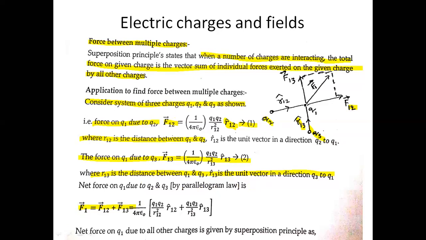What is F12 here? See equation number 1 and equation number 2. Take out the common factor, 1 over 4 pi epsilon naught, outside since it is common. So we get Q1 Q2 divided by R12 square, R12 cap, plus Q1 Q3 divided by R13 square, R13 cap. We have just taken equations 1 and 2 and added them as a vector sum.